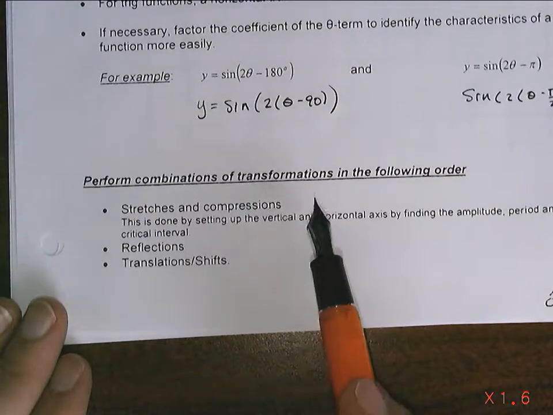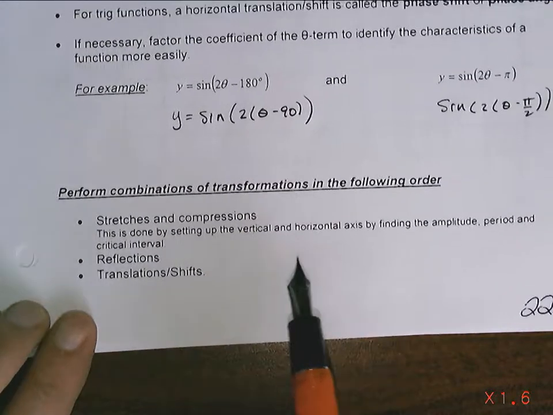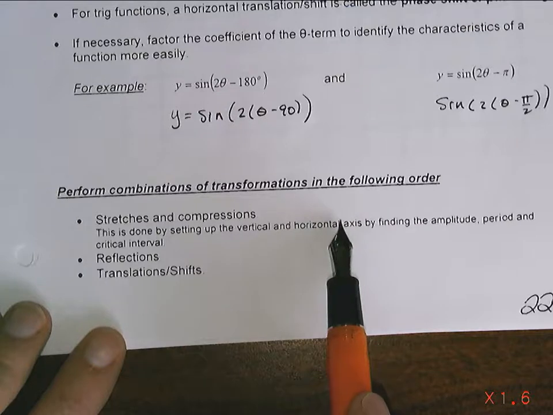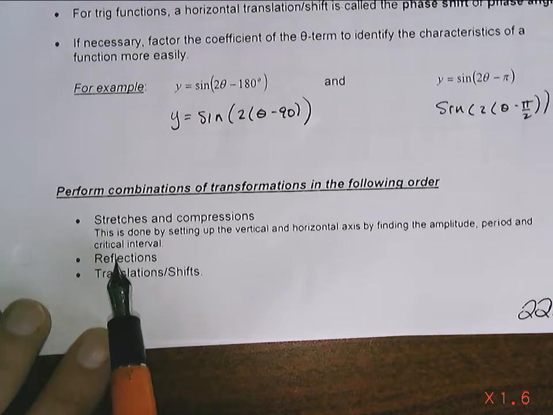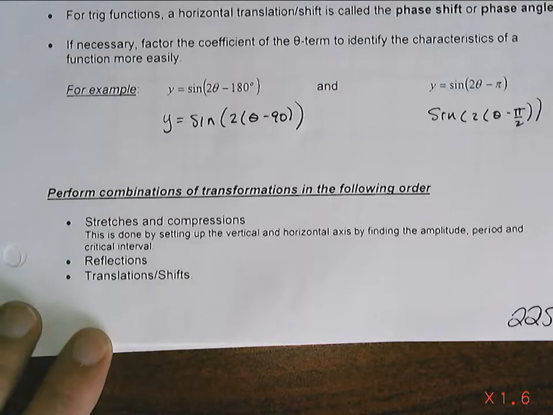Perform combinations and transformations in the following order. Stretches and compressions. This is done by setting up the vertical and horizontal axis. You won't see it. It's in your scale. Then you're going to do reflections. You'll see that. And then you'll see translations or shifts. Okay? That's our order. I'm going to pause the video here and then we're going to do the next example.